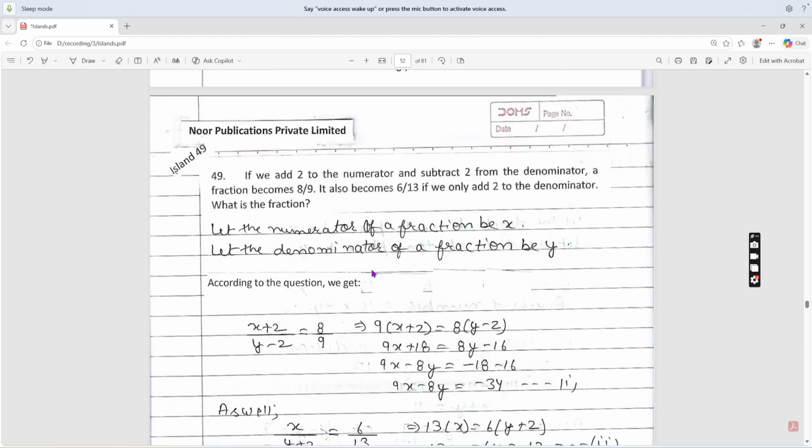Okay, next. If we add 2 to the numerator and subtract 2 from the denominator, a fraction becomes 8 upon 9.